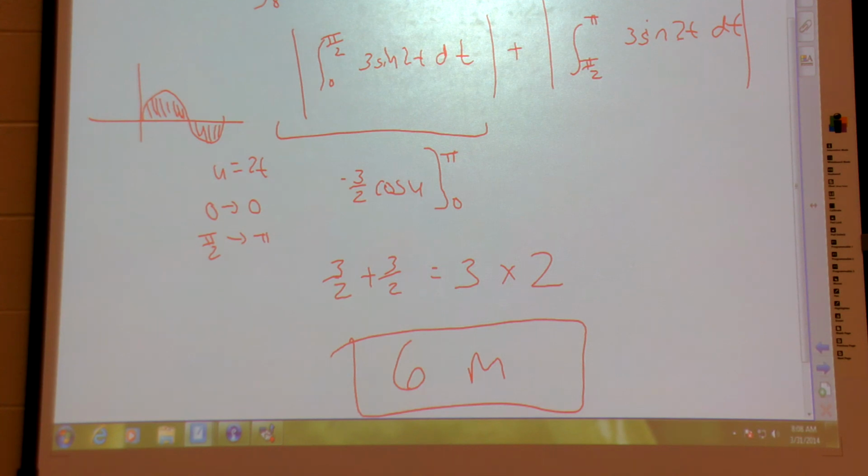And that should make complete sense when we really think about this problem. On 0 to pi over 2, I moved 3 meters to the right. But I have to move the same amount if my displacement was 0, so I had to move 3 meters to the left, which is a total of 6 meters. Should make sense, right? Questions? Grab your calculators, let's do this on our calculator.